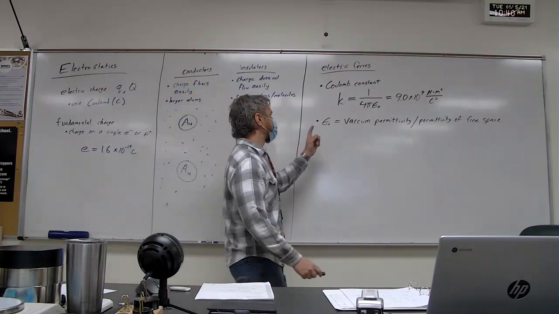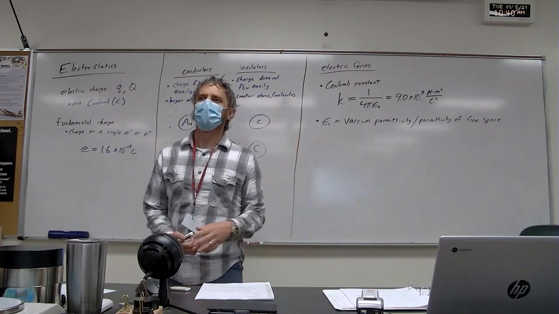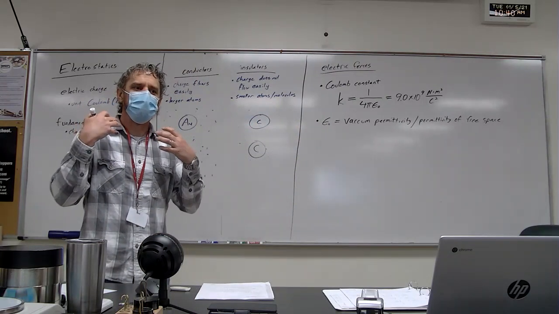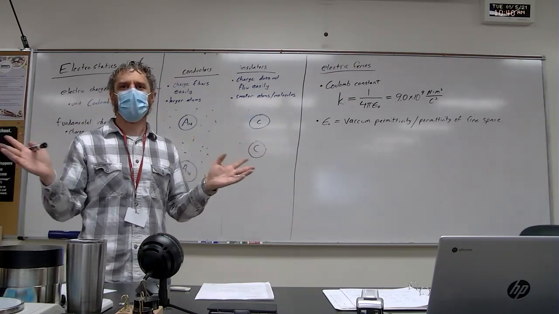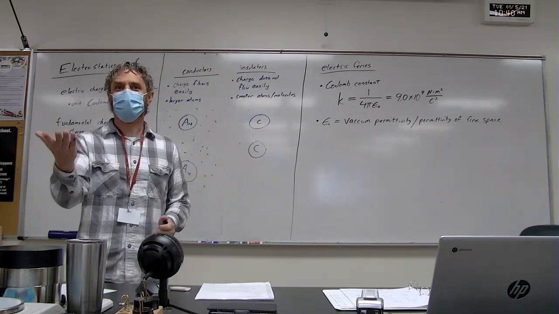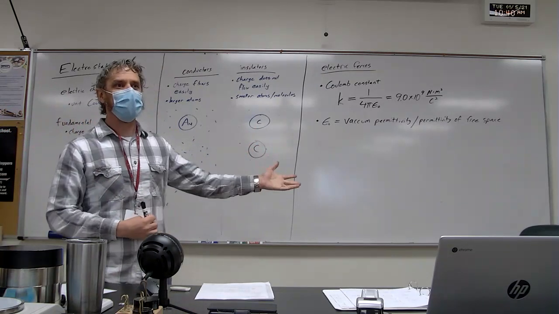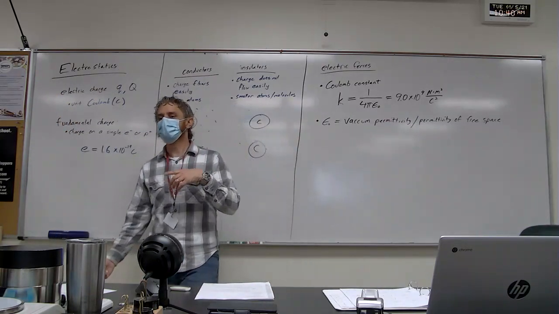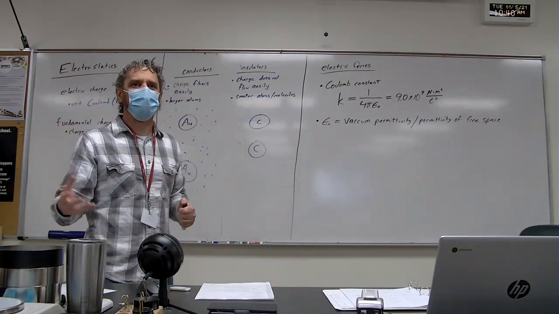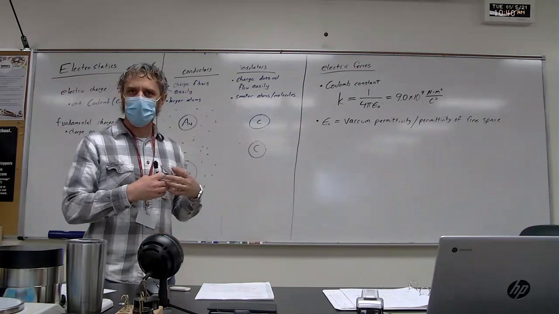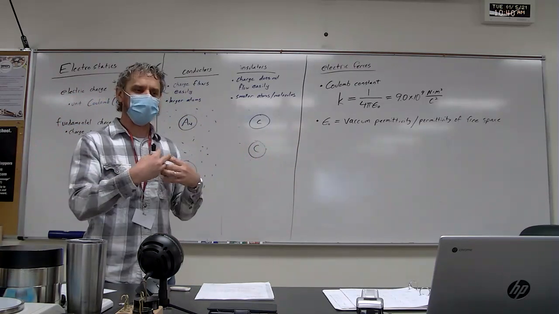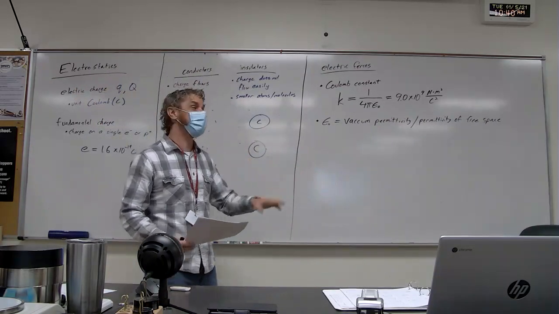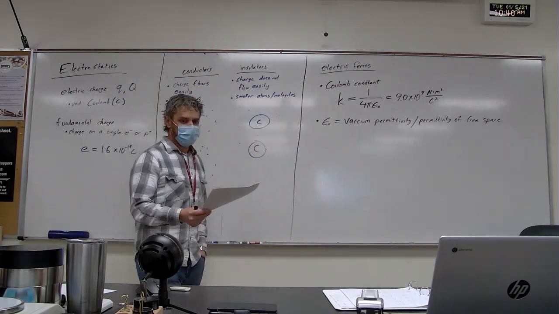But you can think of epsilon naught as a number that describes how readily electric fields can be permitted in free space, in a vacuum. Electric fields can, as Timothy kind of alluded to earlier, exist in a vacuum. And epsilon naught is a measure of how readily those electric fields can be permitted to exist in space based on the charge that's creating the electric field.